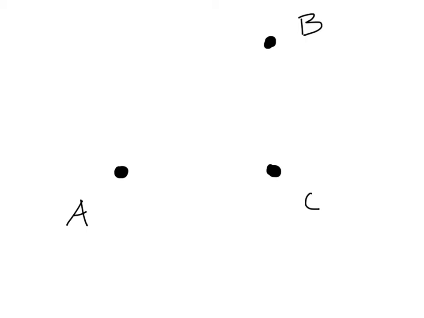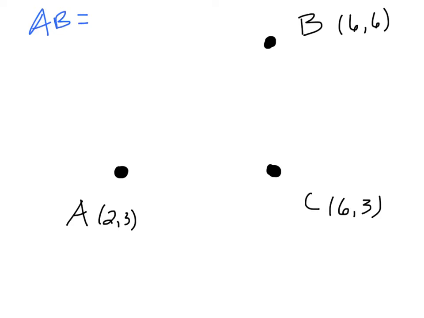Alright, so say I've got 3 points. A is (2, 3), C is (6, 3), and B is going to be (6, 6). Now I want to be able to figure out what the lengths of each line that's going to connect all 3 points together. But my main goal is that we've got to find out what AB is. We're going to figure that out shortly.